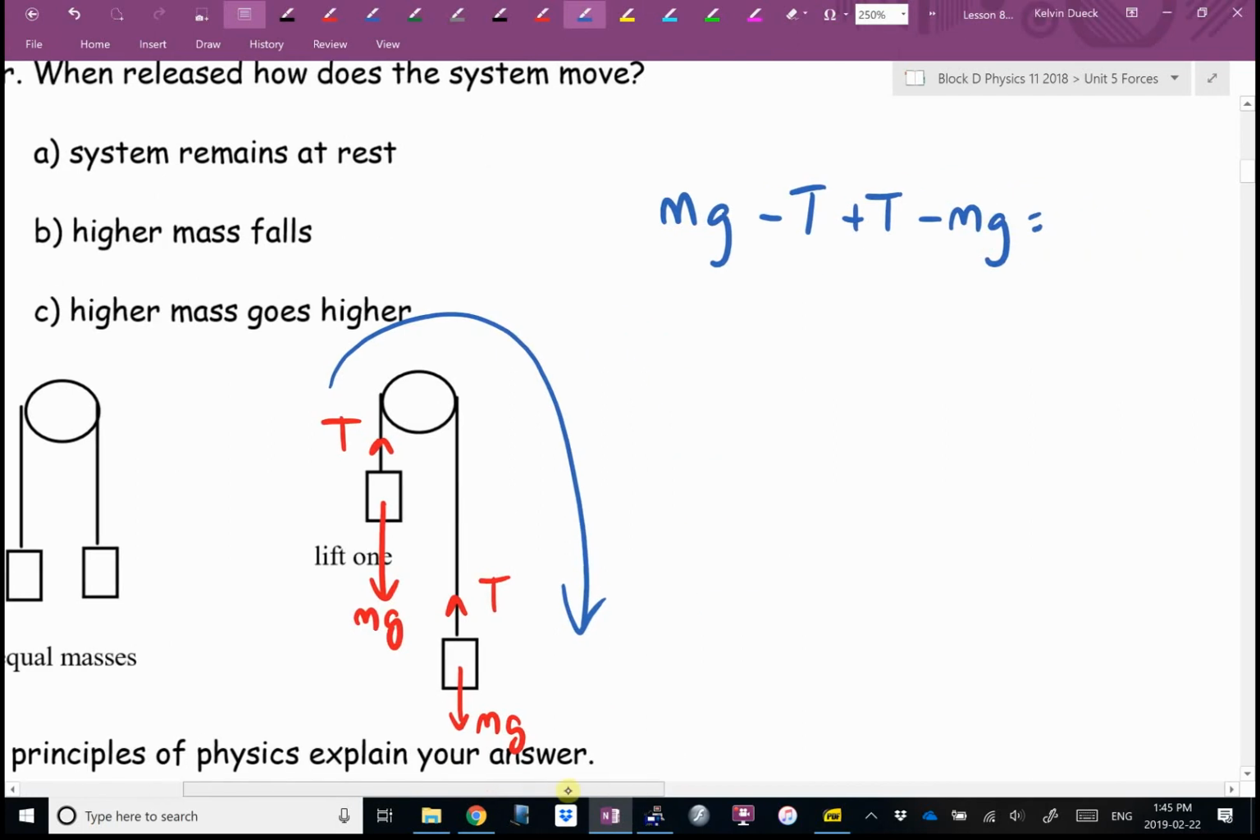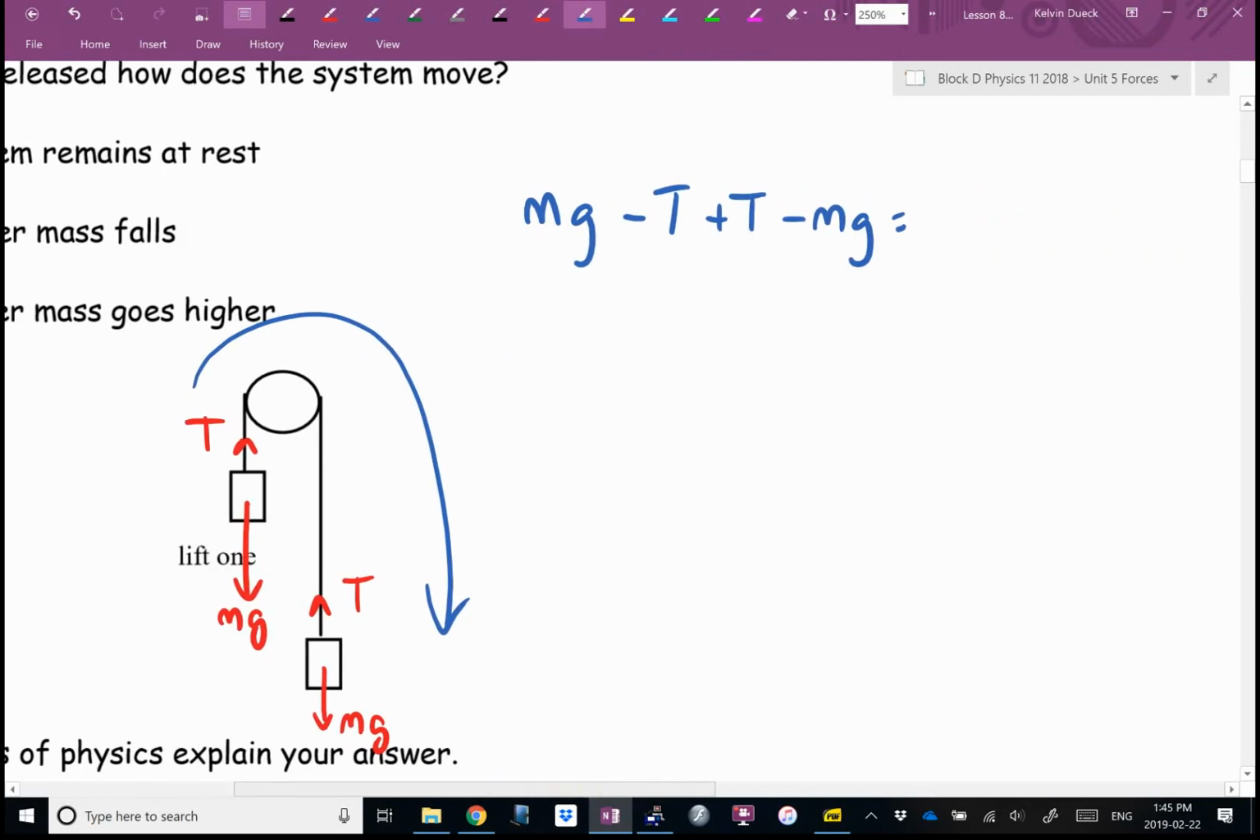What's that always equal? Do I have forces from more than one mass? Then it's going to be M all times A.